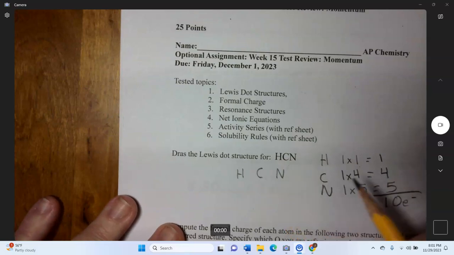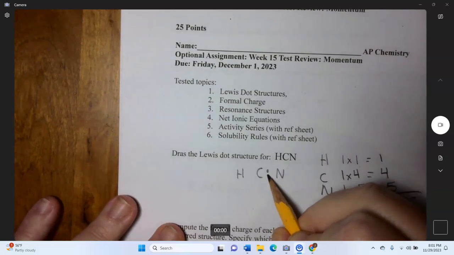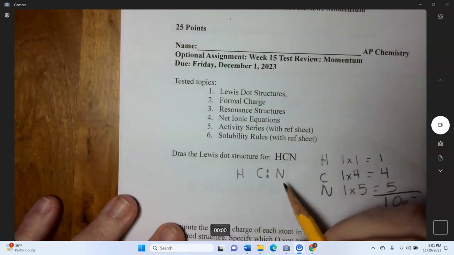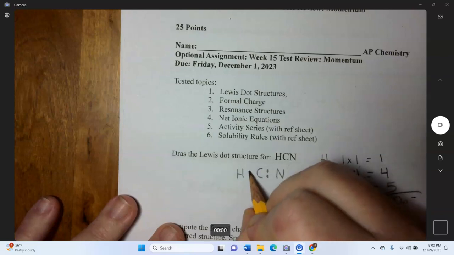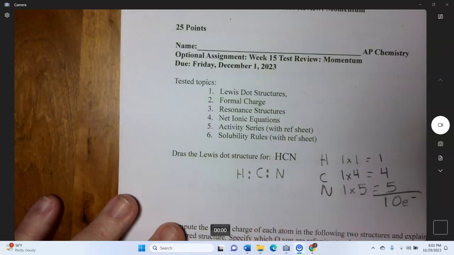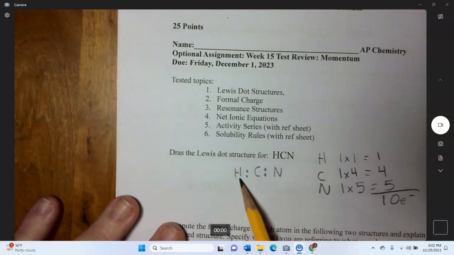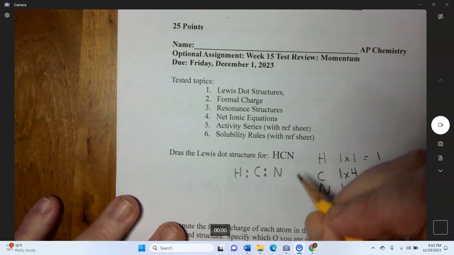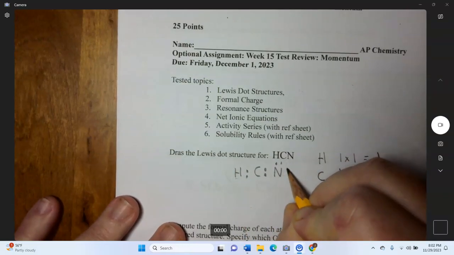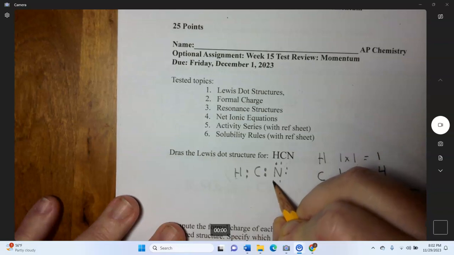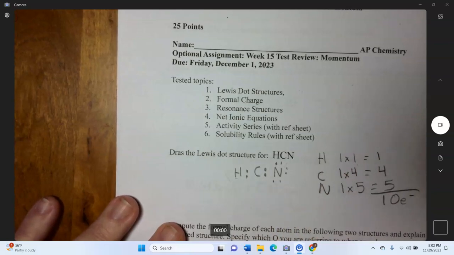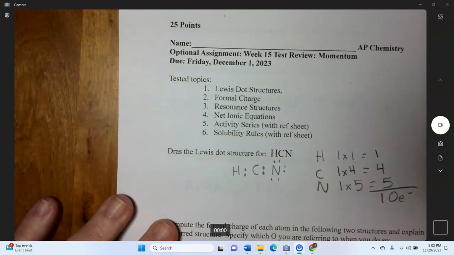So the first thing you do is create single bonds between the central atom and the terminal atoms. That uses 4 of the electrons. Now you create octets around the terminal atoms. Well, hydrogen already is full. 2 electrons is all that it can hold. So we'll go over to nitrogen. Now nitrogen has an octet. And we've used 1, 2, 3, 4, 5, 6, 7, 8, 9, 10. We've used all 10 electrons.